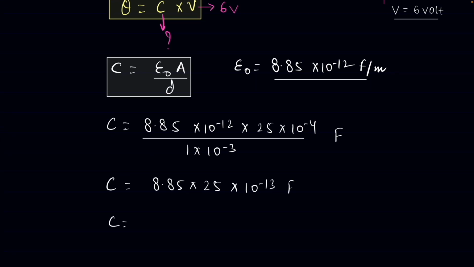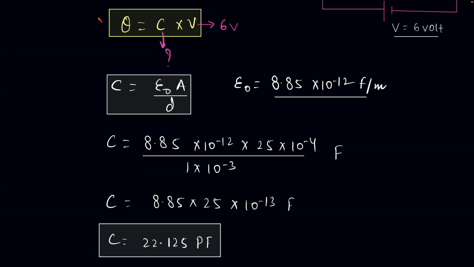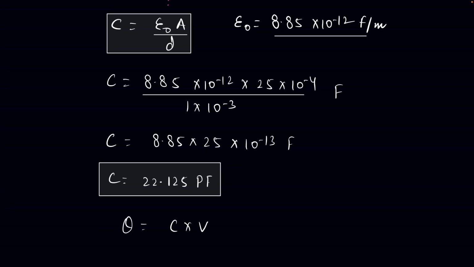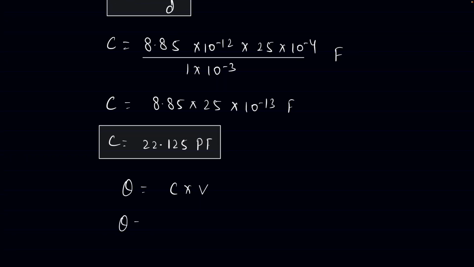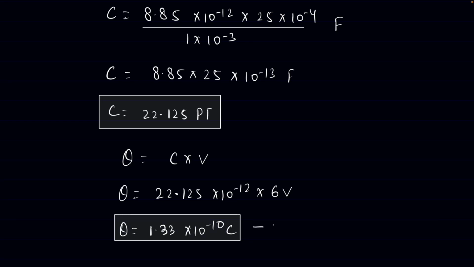So C is equal to 22.125 picofarad. We got the capacitance value. Now we can substitute this capacitance value in the charge formula and we can find the charge. Q is equal to C into V. So from here Q is equal to 22.125 into 10 to the power minus 12 and the voltage is 6 volt. So the total charge is 1.33 into 10 to the power minus 10 coulomb. So this is the answer for the first part of the question.